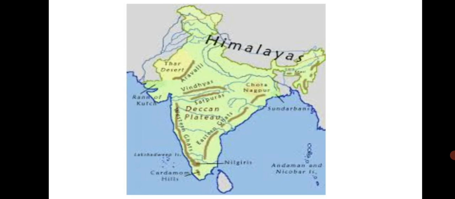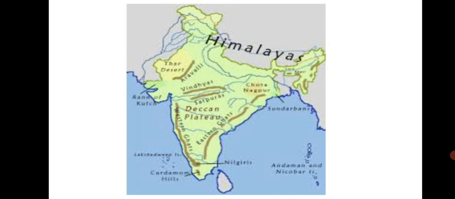To the west of the Sahyadris is the coastal region of Konkan and Malabar. So here you will see the Konkan region also. The mountains on the eastern side of the Deccan Plateau are known as the Eastern Ghats. So on the eastern side you have the Eastern Ghats.